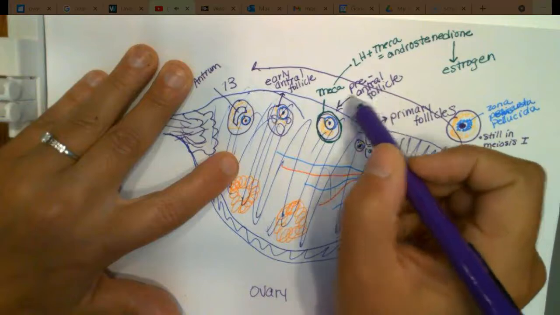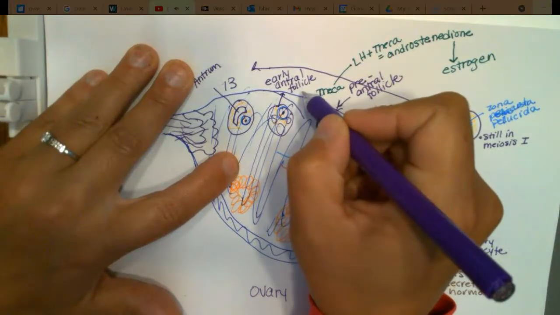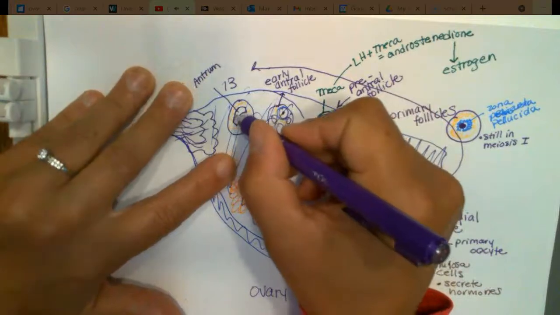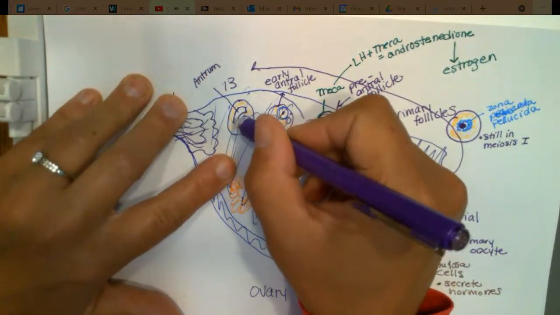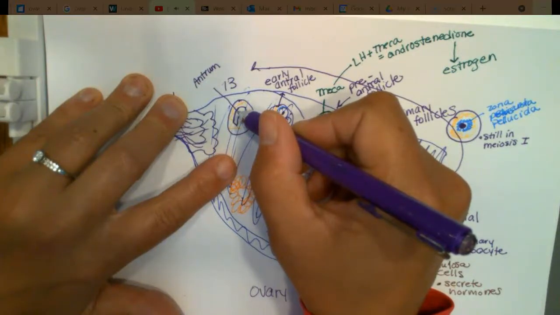So antral, what does antral mean? You'll see this on this next stage, which is called the early antral follicle, and you'll see it get even larger on this stage over here. An antrum basically refers to the fluid that's being produced by the granulosa cells.